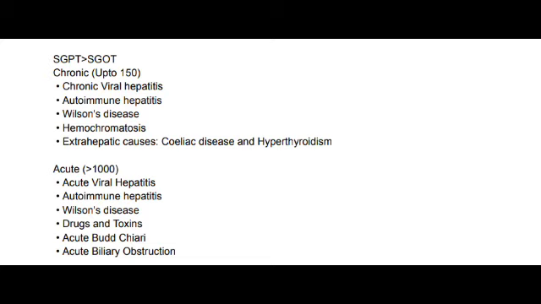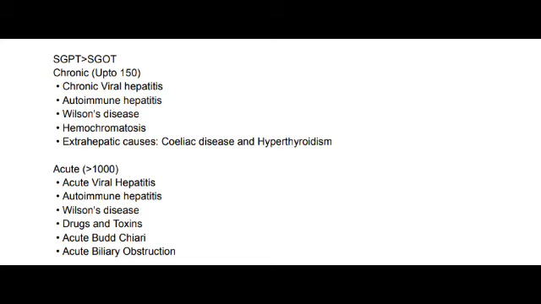So chronic conditions which cause a rise in the enzymes, like up to 150, include viral hepatitis, autoimmune hepatitis, Wilson's disease, and also hemochromatosis. And extrahepatic causes which cause an increase in mainly the SGPT levels include celiac disease and hyperthyroidism.